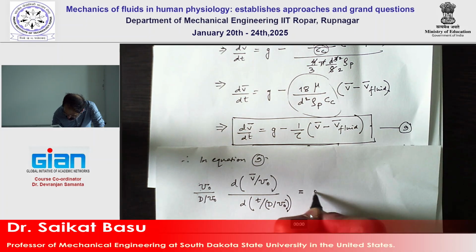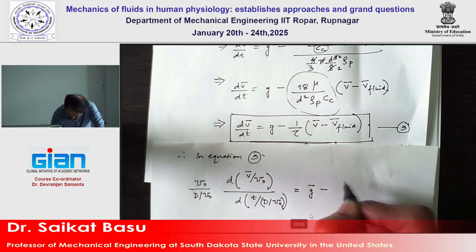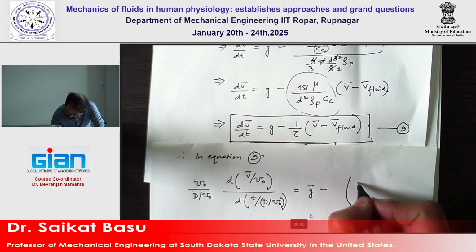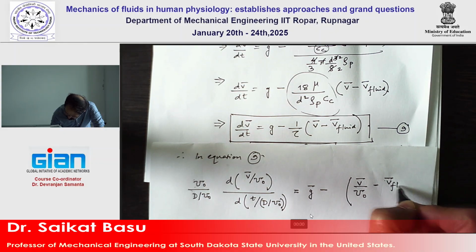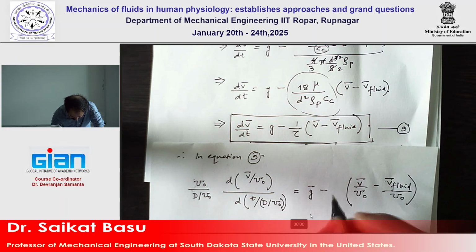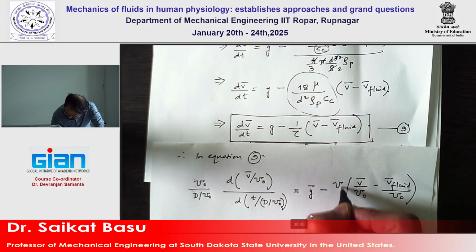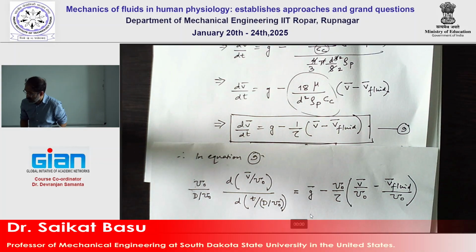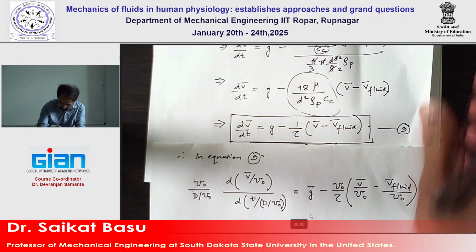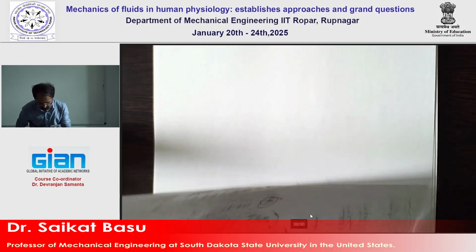This is equal to g minus... the v bar is non-dimensionalized with respect to u naught, and the v fluid is also non-dimensionalized using u naught. So as a result, this becomes u naught for the correction and then a tau. So this is what we have. So let's now use this particular form.